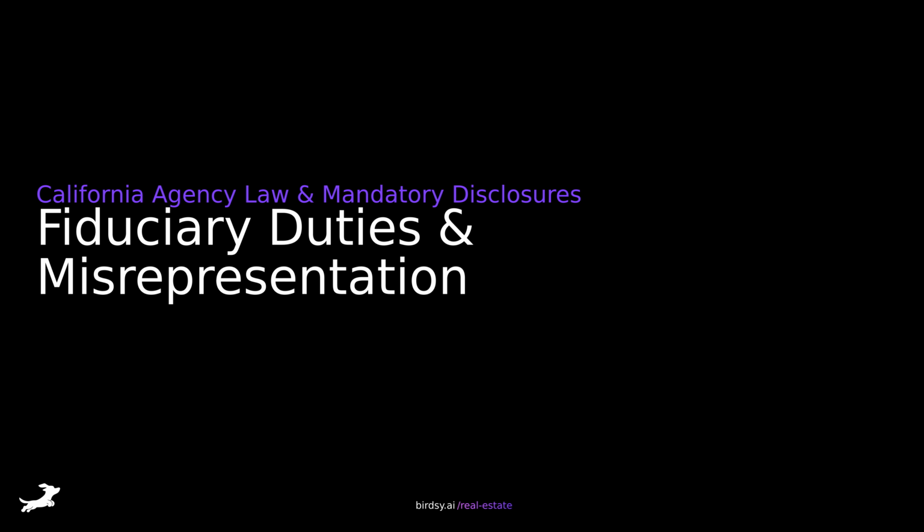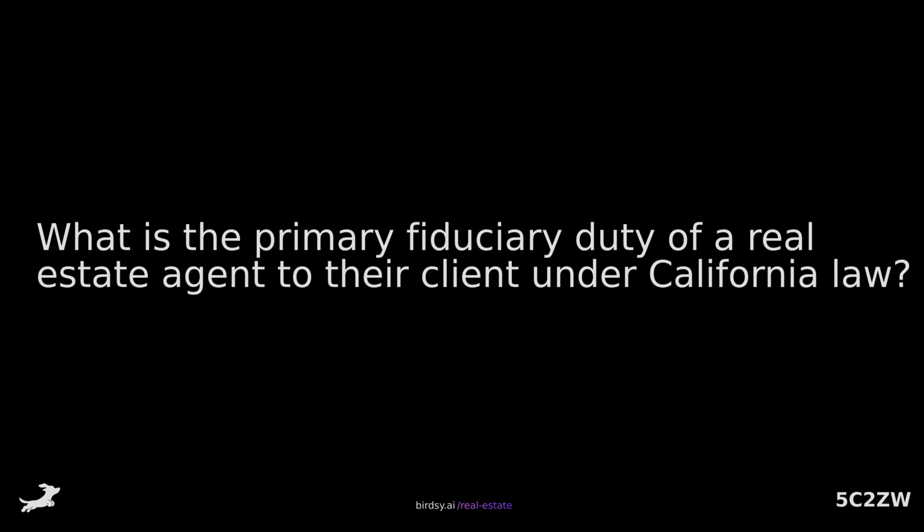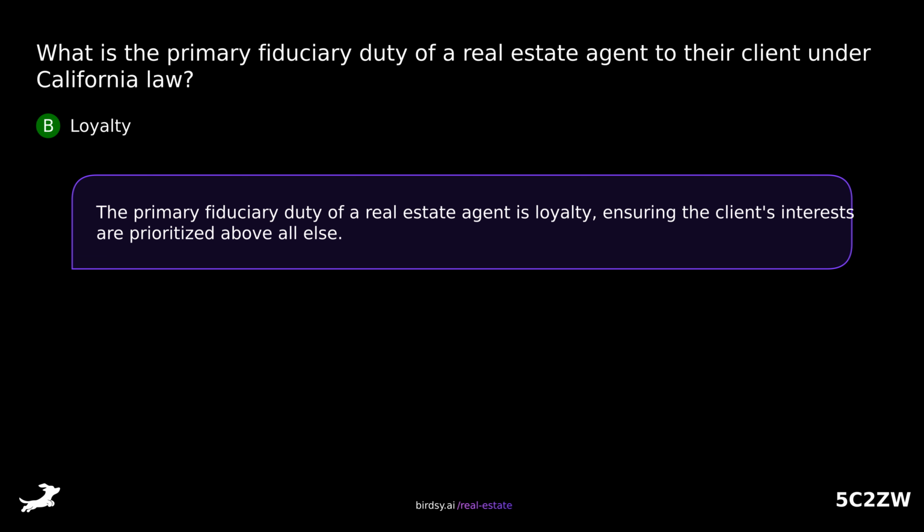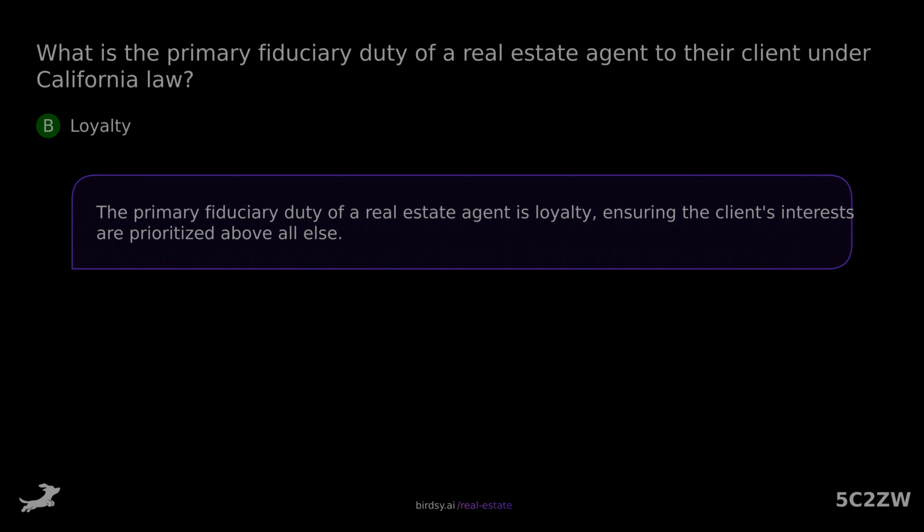Fiduciary duties and misrepresentation. What is the primary fiduciary duty of a real estate agent to their client under California law? Is it A, confidentiality? B, loyalty? C, disclosure? Or D, obedience? The answer is B, loyalty. The primary fiduciary duty of a real estate agent is loyalty, ensuring the client's interests are prioritized above all else.